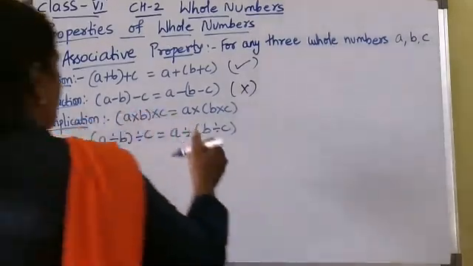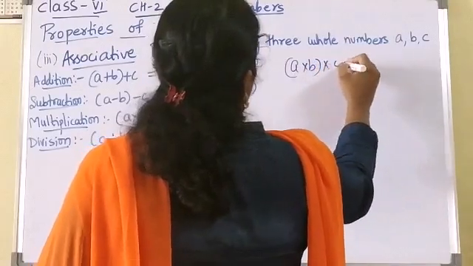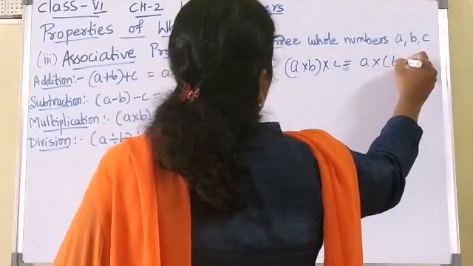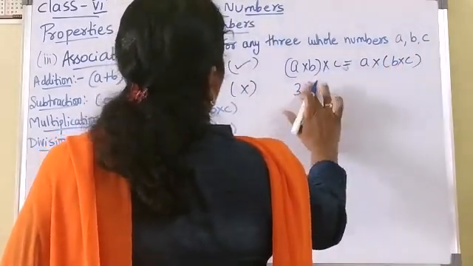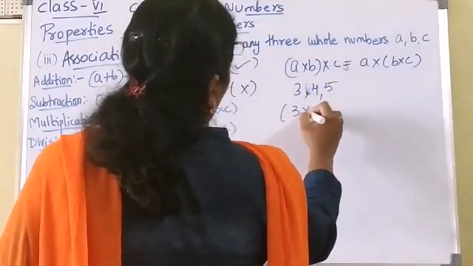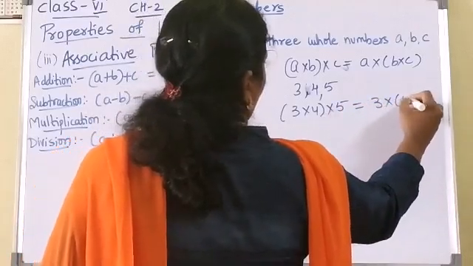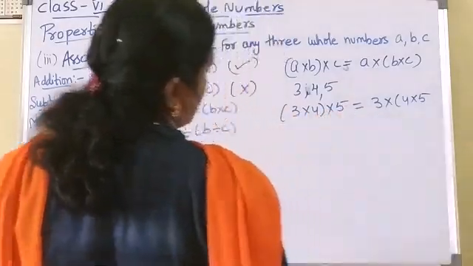Now we are going to check for multiplication, children. (A × B) × C equals A × (B × C). Okay. Now take 3, 4, 5. If you take (3 × 4) × 5 equal to 3 × (4 × 5). See here, the two brackets shifted to the other two numbers.